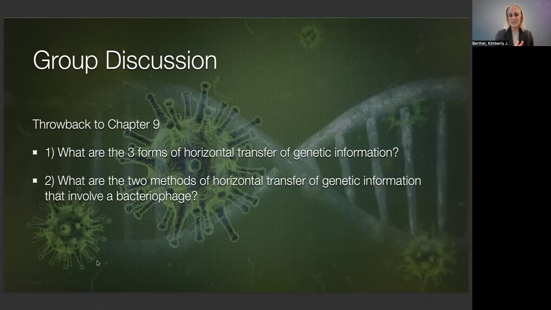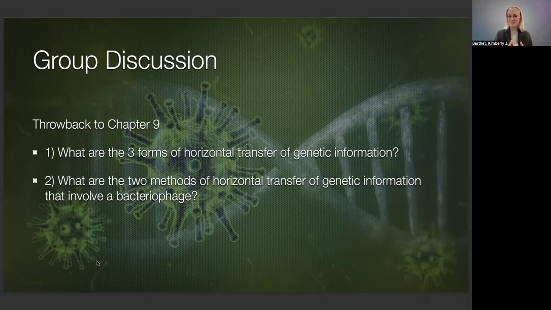Now, when we get into the second question, what are the two methods of horizontal transfer of genetic information that involve the bacteriophage? Well, conjugation, we said, is cell-to-cell contact. We know that from our last lecture. We have a sex pilus, and we have the F prime and F plasmid and Hfr. Following that, we can look at transformation, which is where cells are picking up exogenous genetic information around them, which we saw with the mouse experiment, a natural form of transformation. It can also be done in a lab.